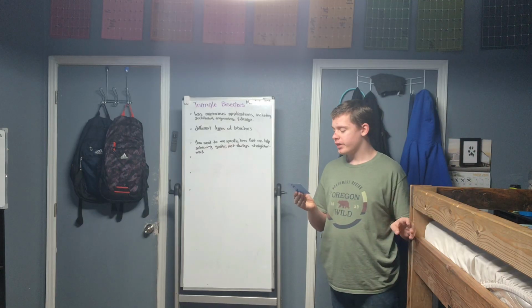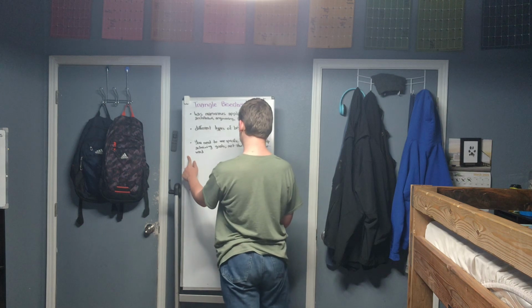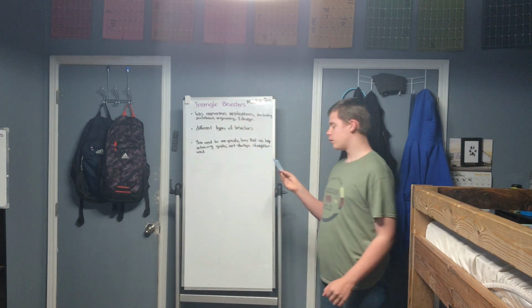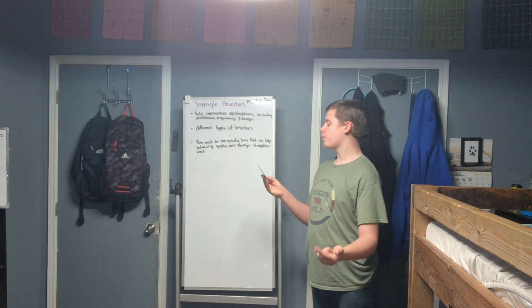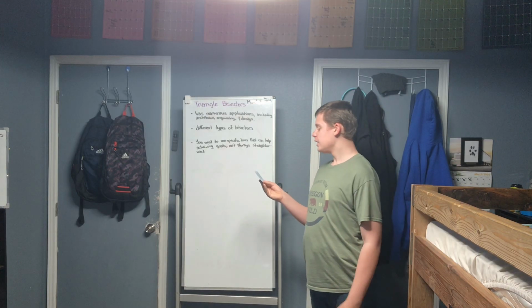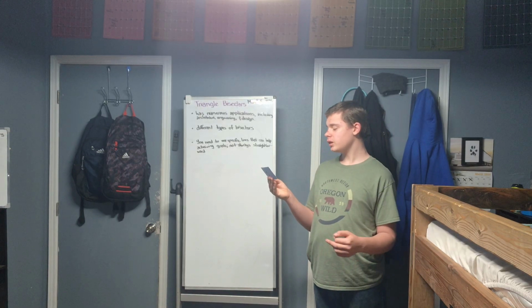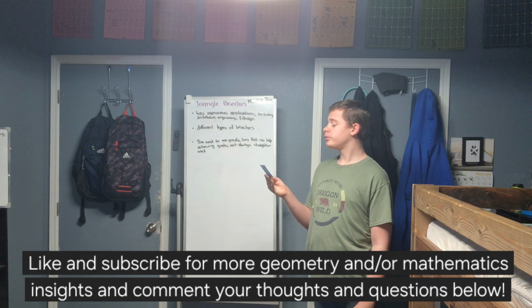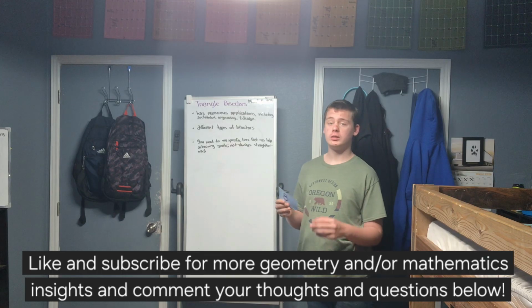So in summary, triangle bisectors are powerful tools that help us understand the properties of triangles. We have angle bisectors, perpendicular bisectors, and medians, each with its unique properties and applications. These bisectors intersect at different points, creating points of concurrency that have special significance within a triangle.